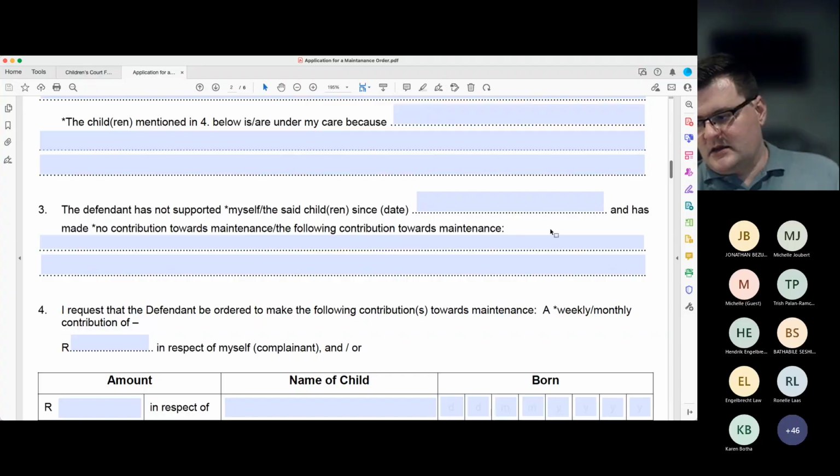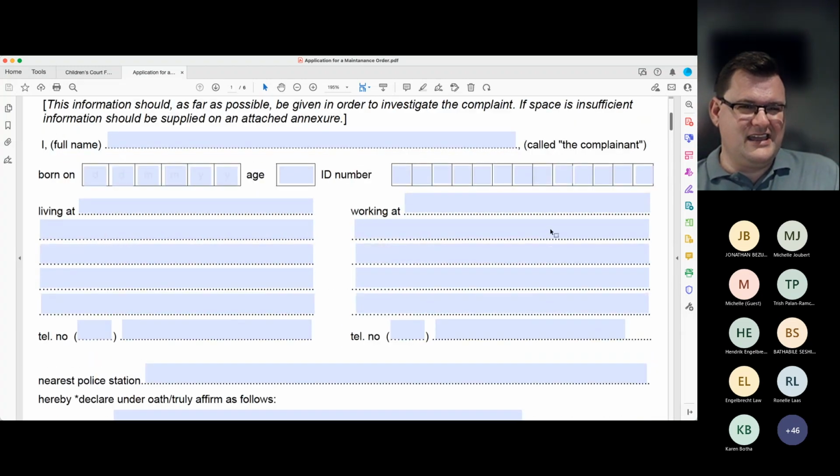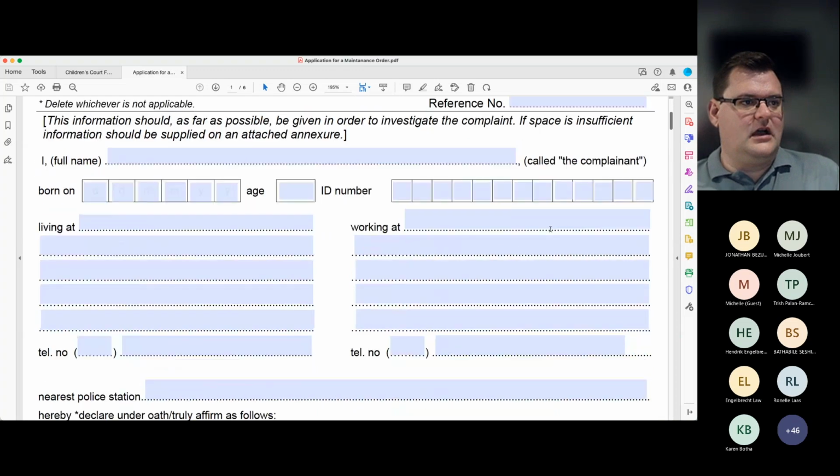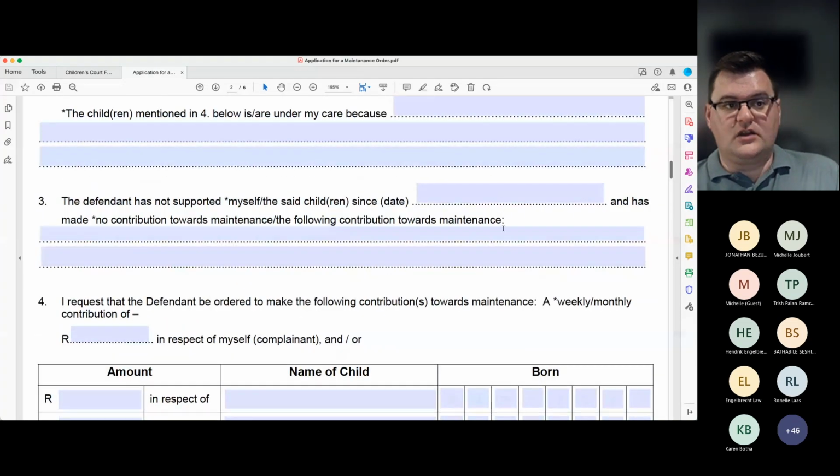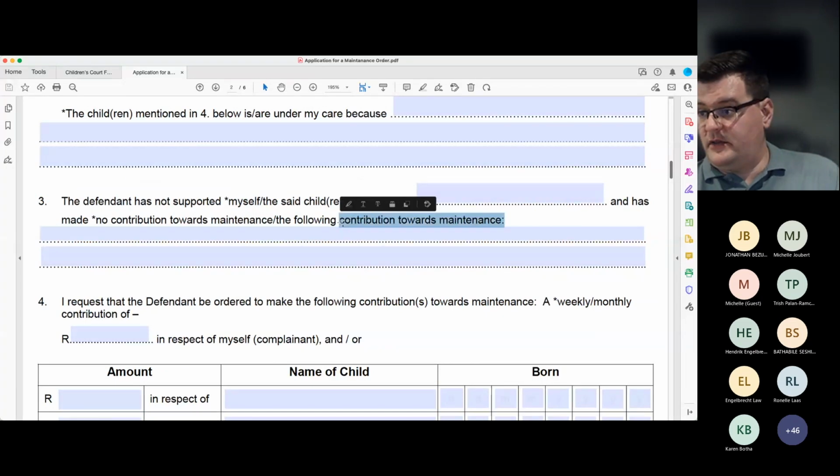Then you say how long they have not been paying, since which date, or they have made no contribution or the following contributions. Now, this may look like it's the scenario of an agreement that was not made an order of court. If you all remember, I think it's the 61C, I think. We'll check now. Not necessarily. It could be that this party has just paid whatever they think is reasonable.